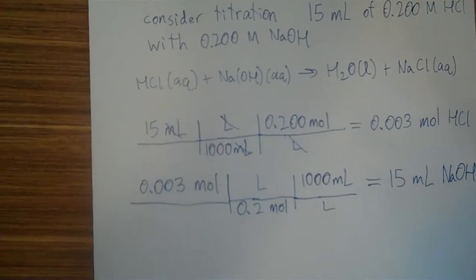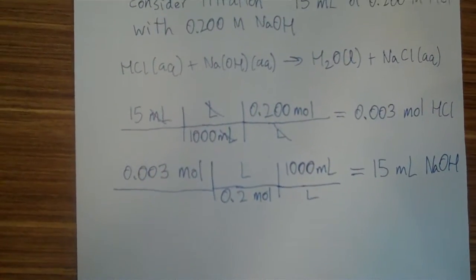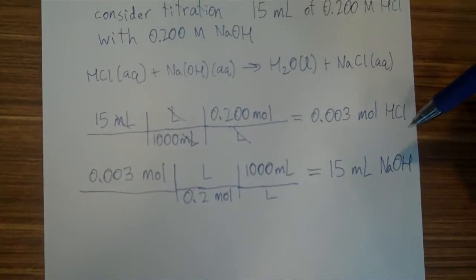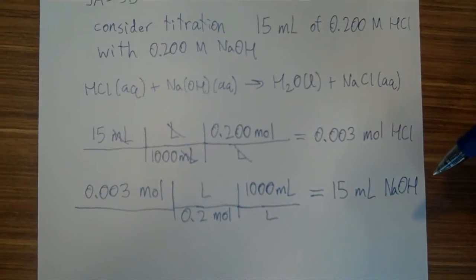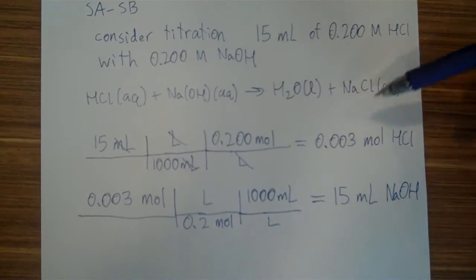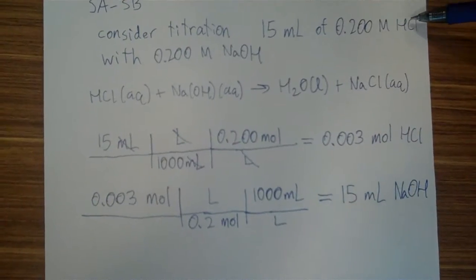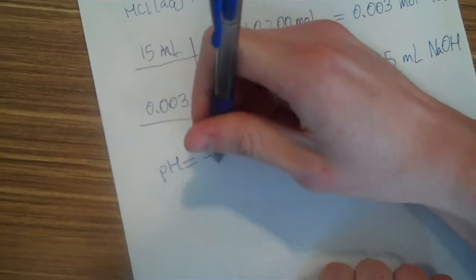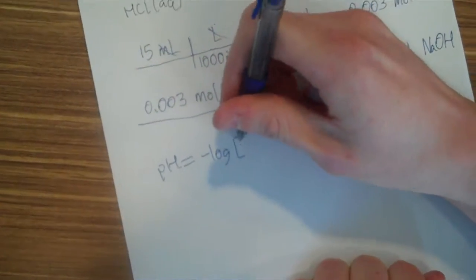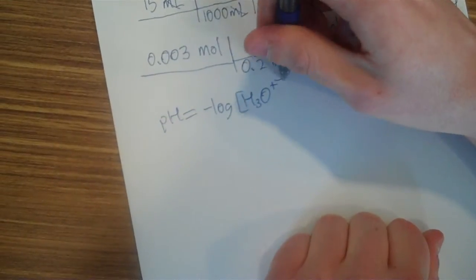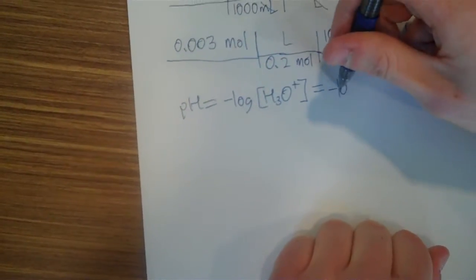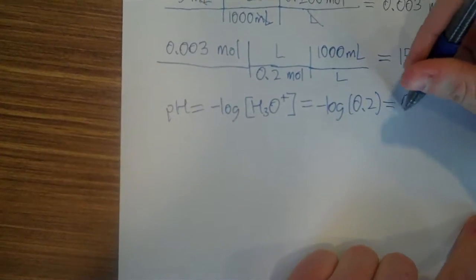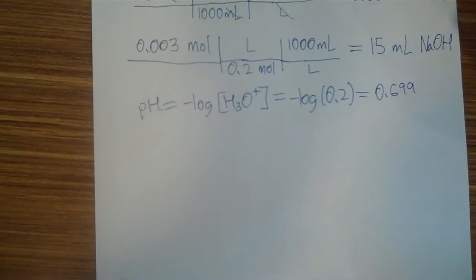So the next thing to do should be to find the initial pH of the acid. Since it is a strong acid, the concentration of our H3O+, which is used to calculate pH, is going to be the same as the 0.2 molar of hydrochloric acid. So our pH equals negative log the concentration of H3O+, equal to negative log of 0.2, which is about 0.699, which is very acidic.